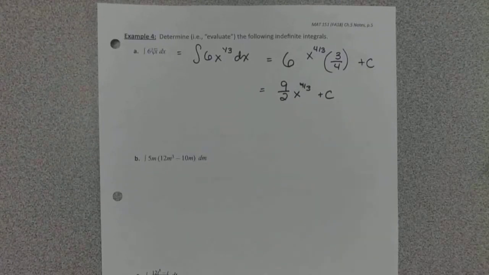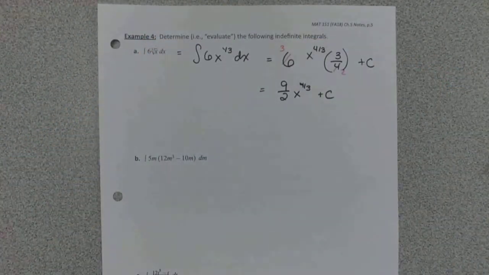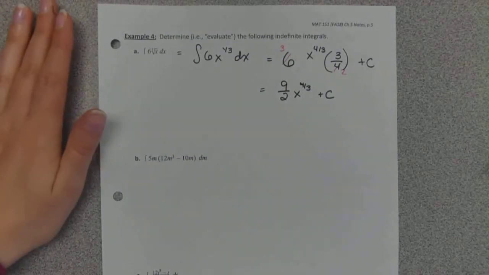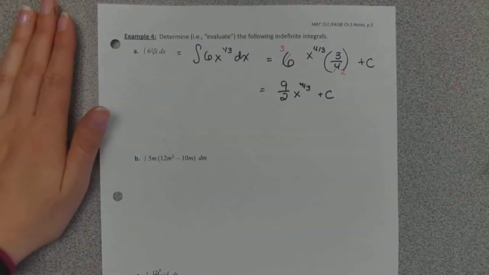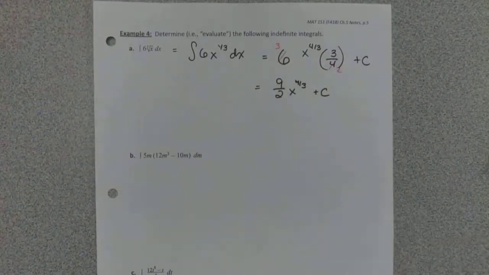Sound good? Just reducing my multiplication there, 3 times 3 and 1 times 2. Again, I was supposed to divide by 4/3, but who divides by fractions by writing divided by 4/3? You multiply with the reciprocal instead, and we're good. Okay.